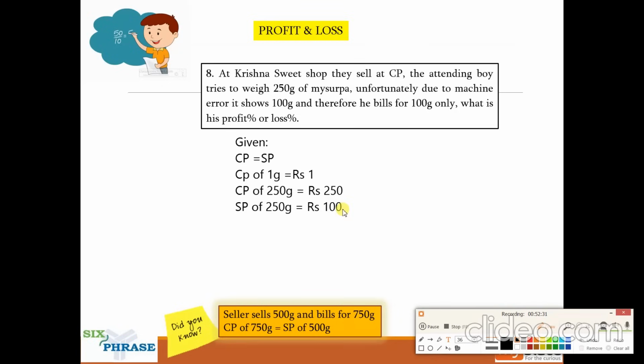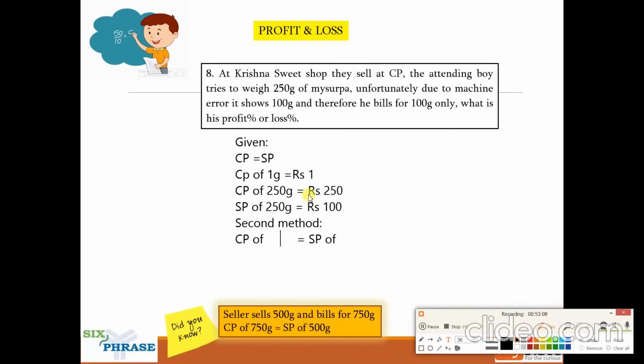So the second method is, you will have to write it as something as something. You're going to write it as cost price of some grams will be equal to selling price of some grams. So how do you write it? Where does 250 grams go? Where does 100 grams go? For that also we'll be using this method only.